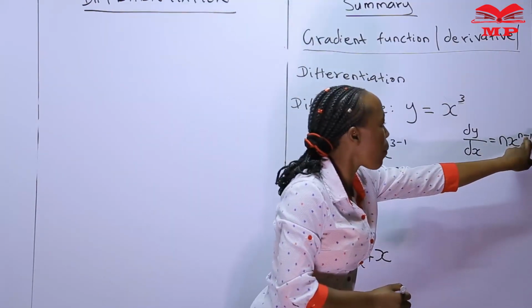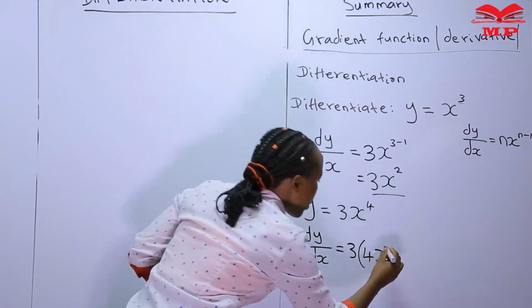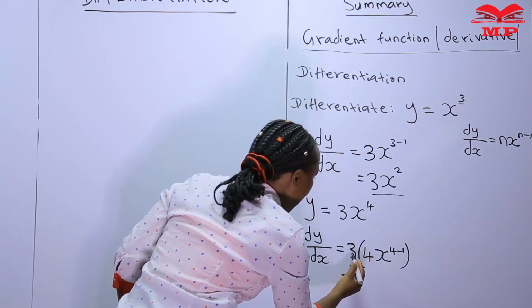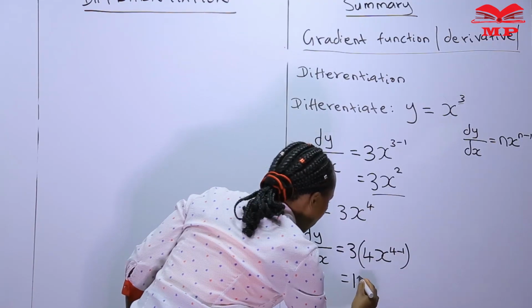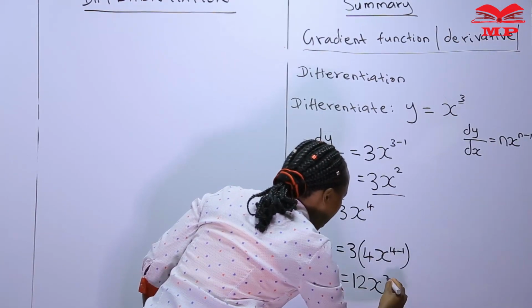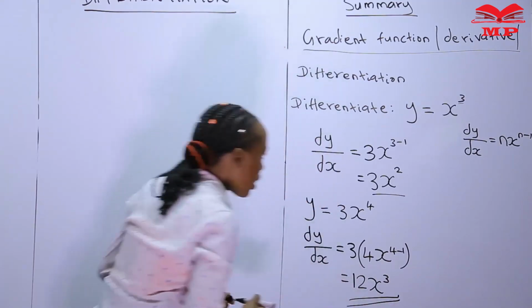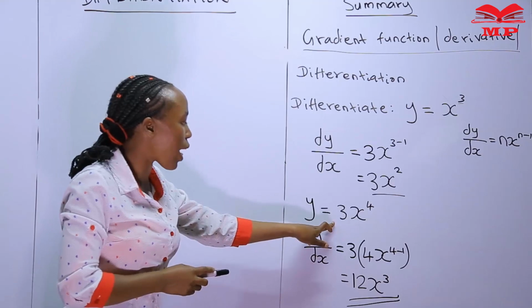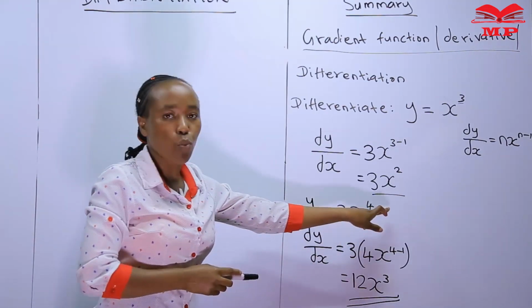As we can see here, power minus 1. So we have 4 minus 1. So we end up with 3 times 4, that is 12. Then we have x raised to power 4 minus 1, which is equal to 3. And that is the derivative of the equation y is equal to 3x raised to power 4.